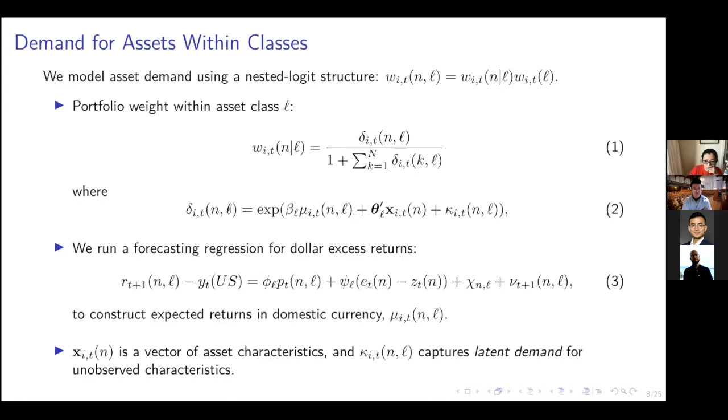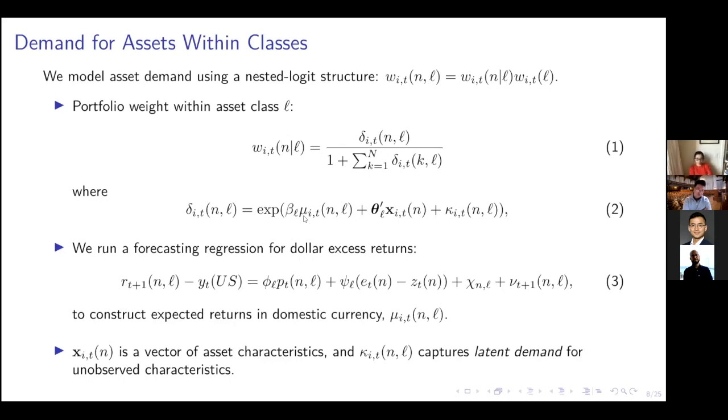This desirability of investing in this asset is going to be an exponential function of some expected return the investor expects to get from investing in the asset. It's going to be a function of the characteristics of this asset, as well as some latent demand term kappa, which is going to capture desire for unobserved characteristics, unobserved components of this asset. So you can see that how much investor invests is going to depend on the desirability of the asset she's investing in, as well as desirability of all the other assets out there within this asset class.